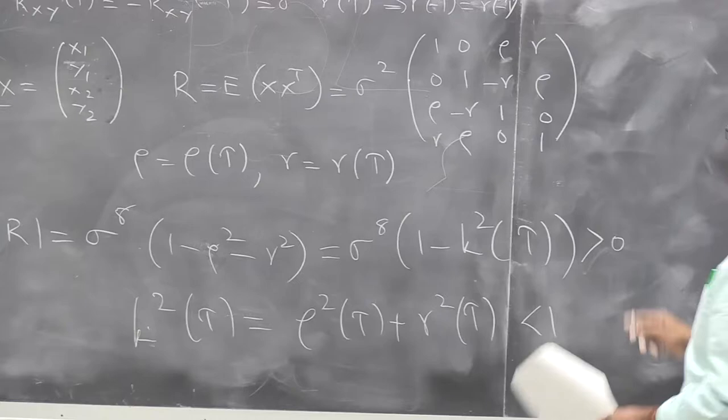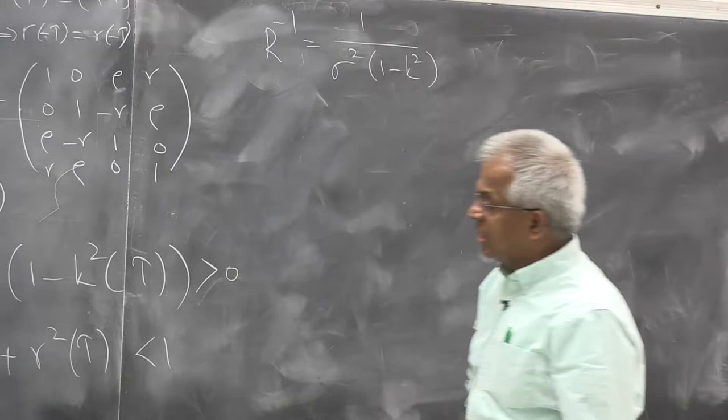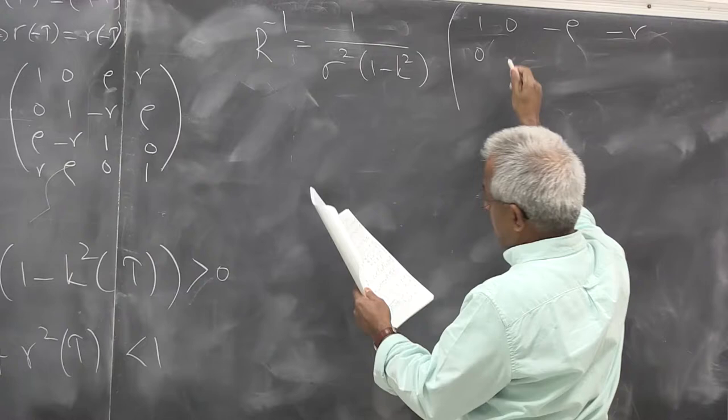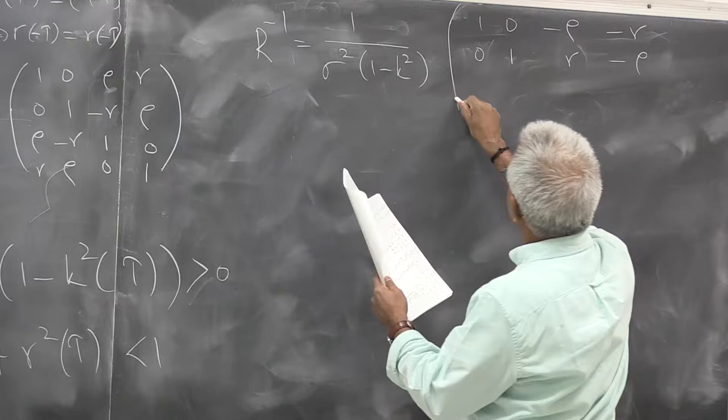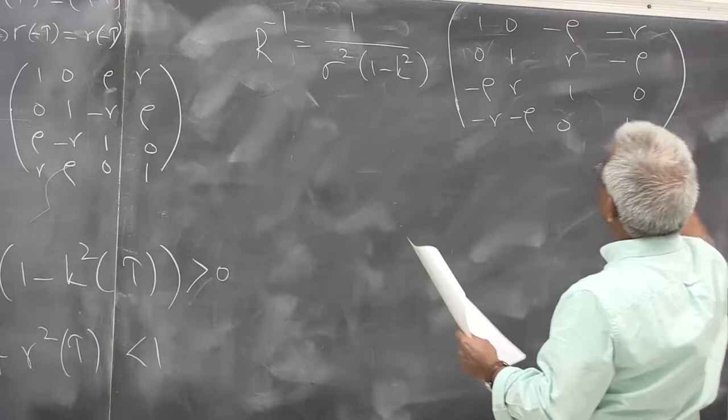So we need R inverse. The inverse is going to be 1 over sigma squared times 1 minus k squared. When I say k squared, I actually mean k squared tau. Then it's going to be 1, 0, and so on. You can do it. I did it. Again, this is a standard result, so nothing new here, except all the details are generally hard to find. So this will turn out to be R inverse.